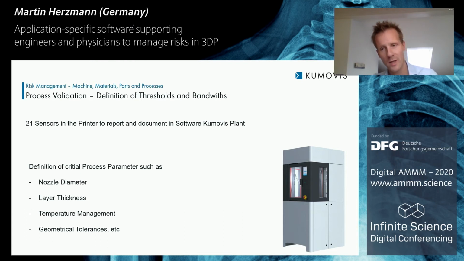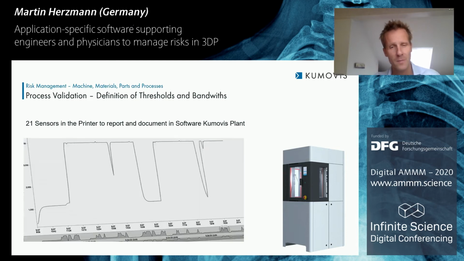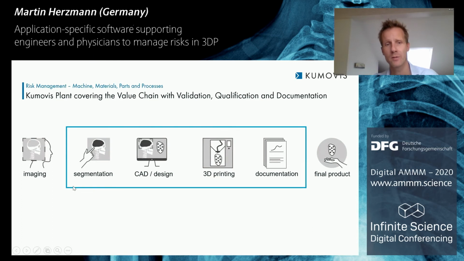and that's kind of the key software which allows you to back up your machine, your material, your part, your processes, because what we do in here, we define together with the customer in his quality management system a timeline how often we do measure humidity, temperature management, bed leveling, temperature in the build plate, temperature on the nozzle, etc., material forwarding, etc. And those sensors report all those critical parameters defined in that process validation into the Kumovis plant software.